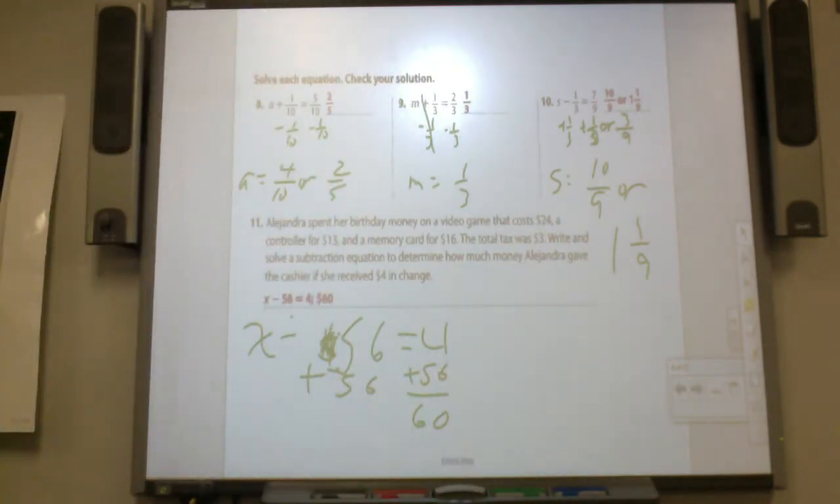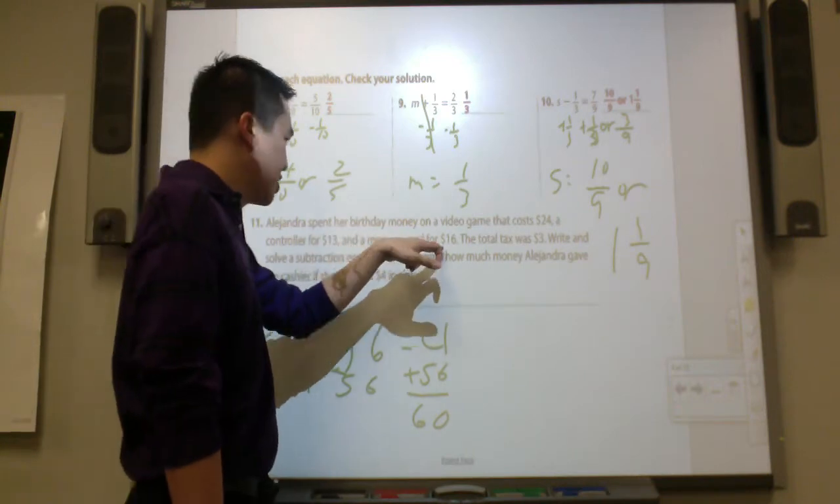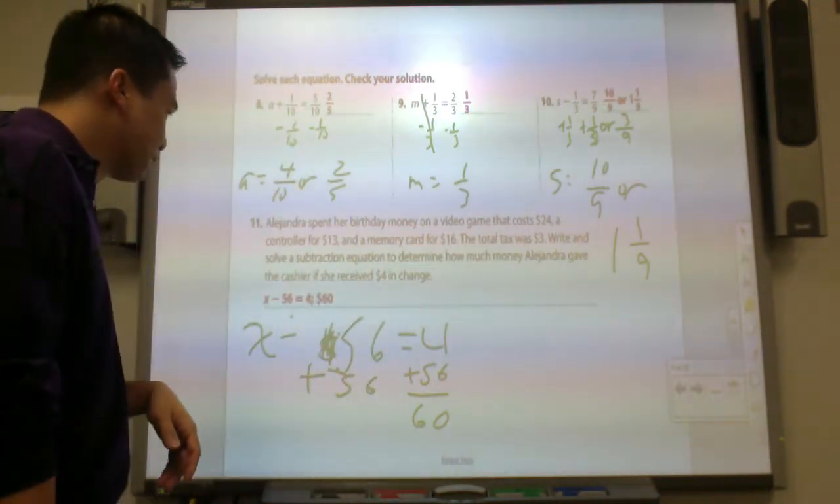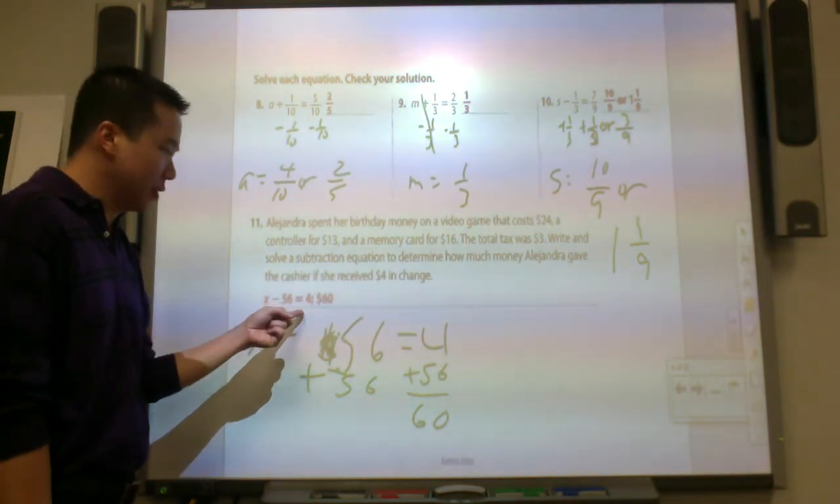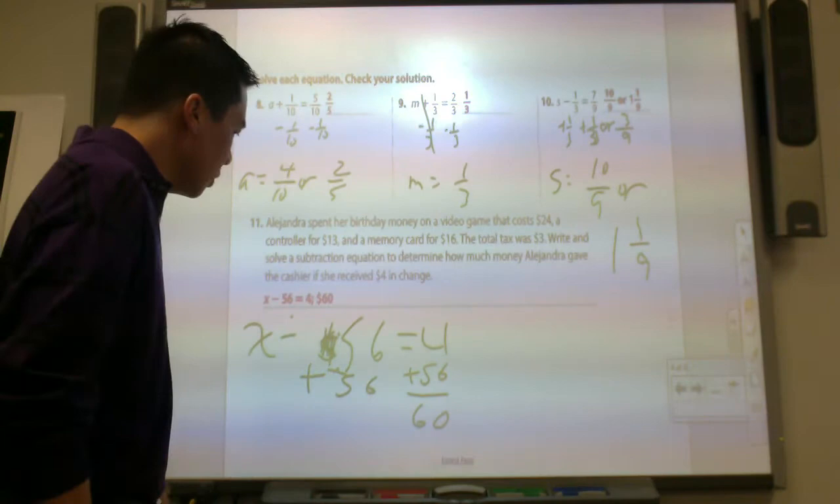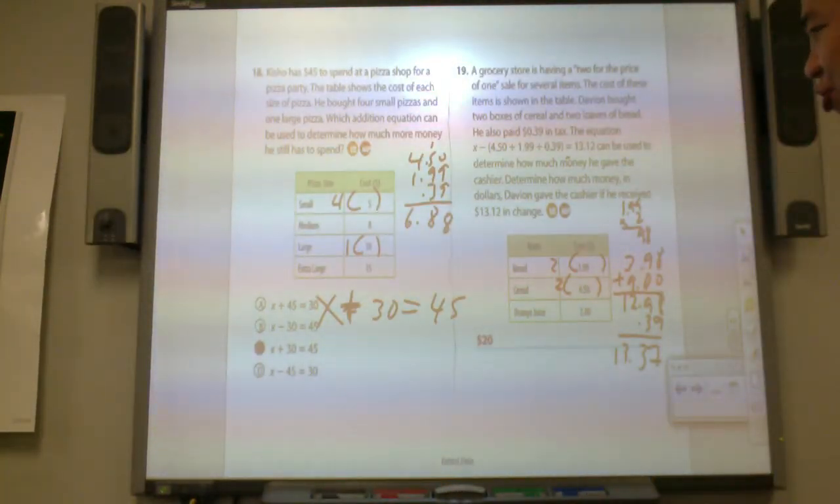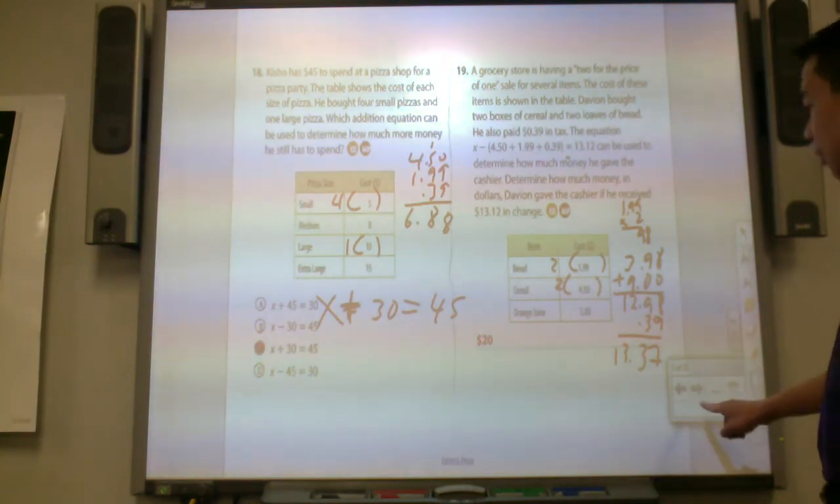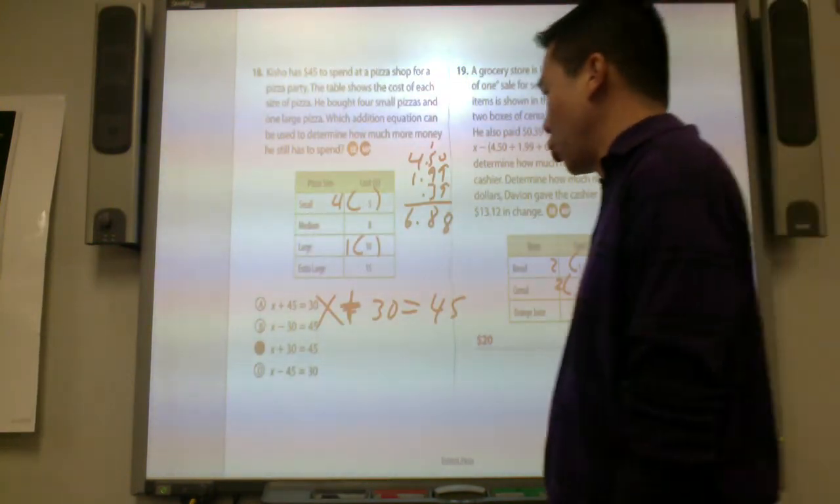Number 11, the answer is $60. That's how much she started with. If she spent all this money, $24, $13, $16, and $3, she spent $56. But then she got $4 back from the lady. So how much did she start with? $60. Numbers 18 and 19: number 18 is C, number 19 is $20.